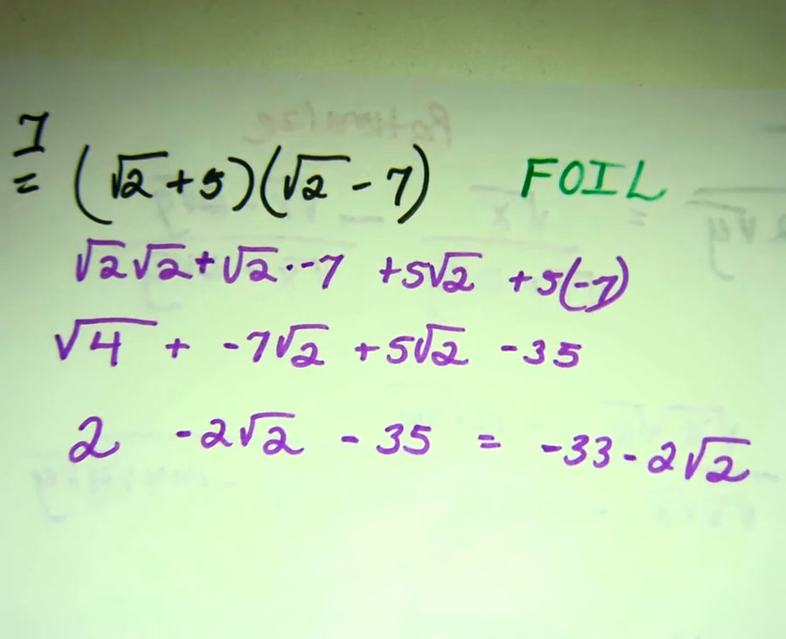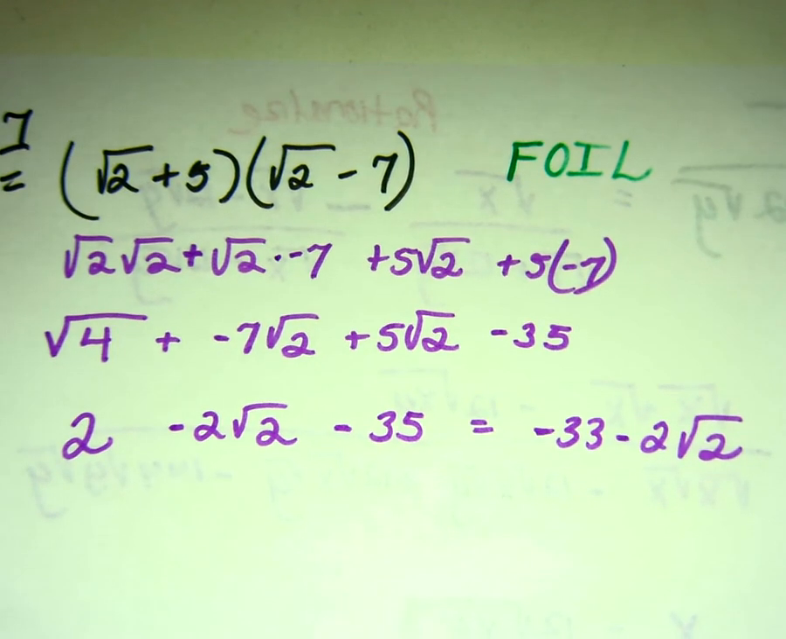Now we're actually using the distributive property for your 7th example. So you have square root of 2 plus 5, and the next binomial is square root of 2 minus 7. So I'm using FOIL: the first terms of the parentheses, outside terms, inside terms, and the last terms. You may recall this from a previous module.